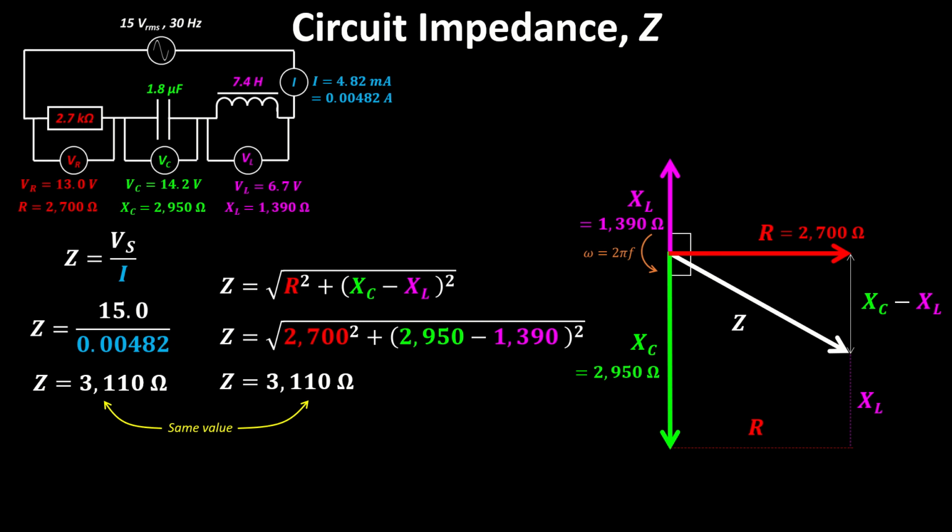Okay. Again, we could calculate that depending on what information we had. So if we had the resistance and reactances, we could calculate it using Pythagoras, or if we had a voltage and a current, you could calculate it using Ohm's law.